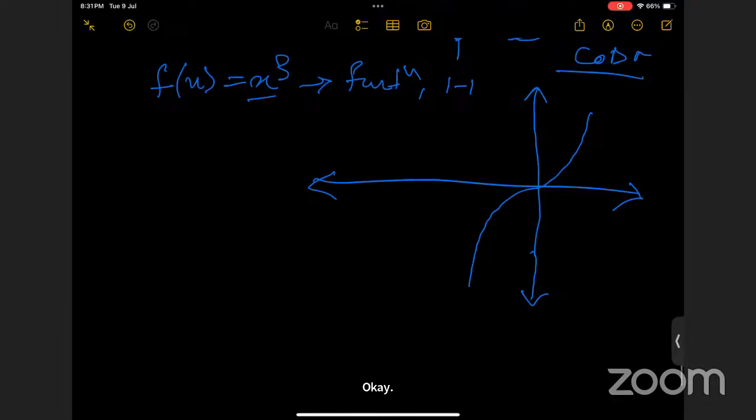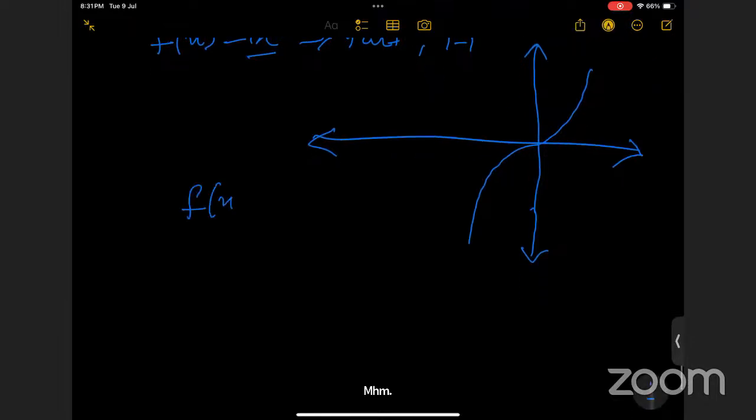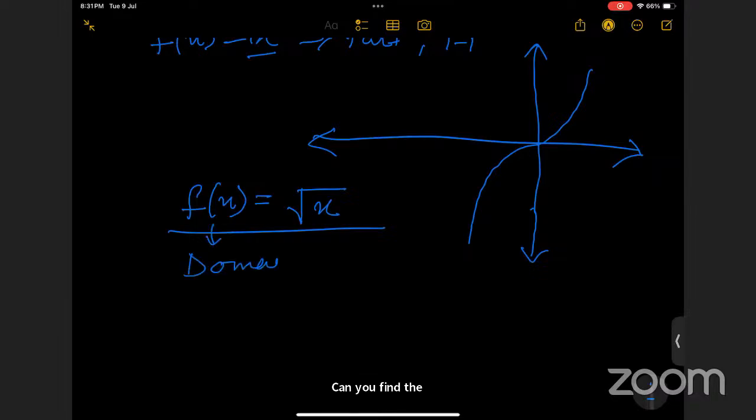Okay. Now suppose you have f(x) equals square root of x. Can you find the domain and codomain for this? 0 to infinity, both. Domain is 0 to infinity. Codomain maybe R. Codomain 0 to infinity, right? Because it's a square root, no negatives are allowed. So this is the codomain, right?